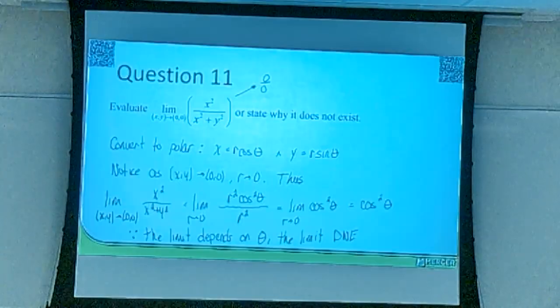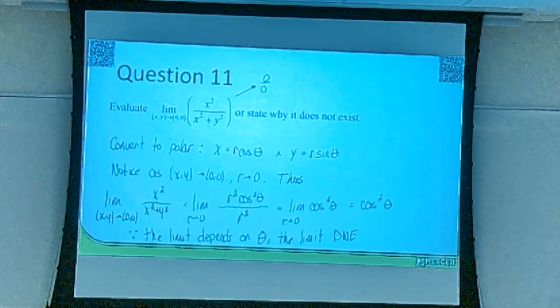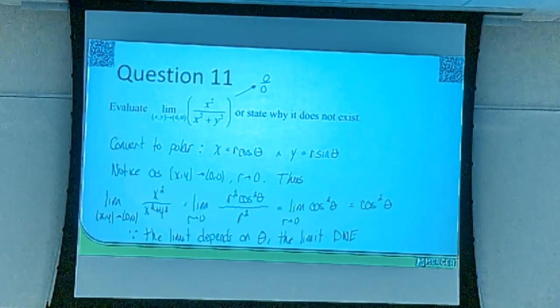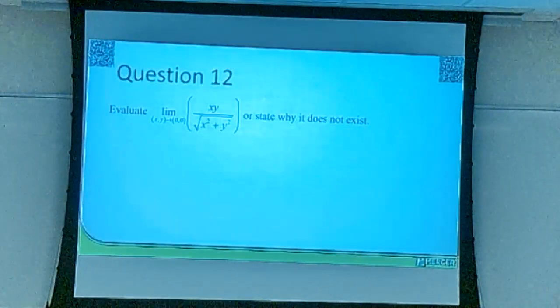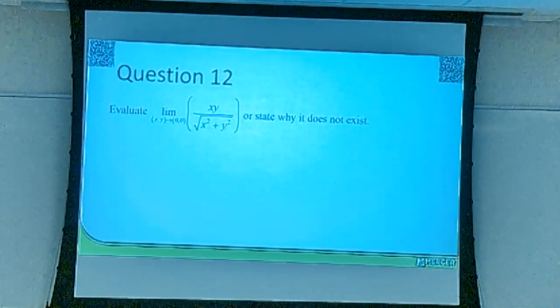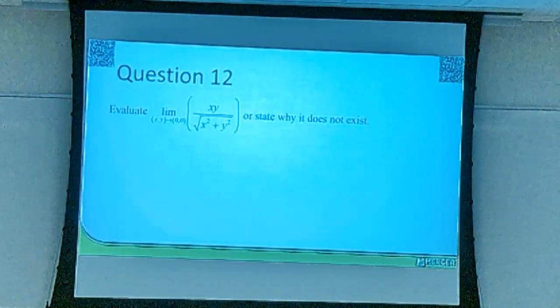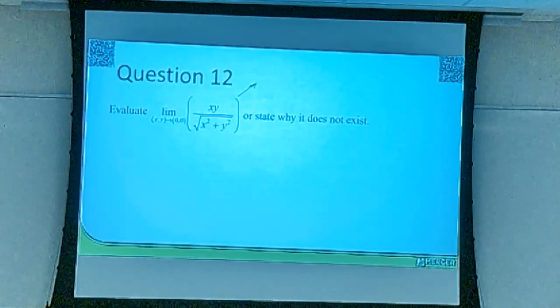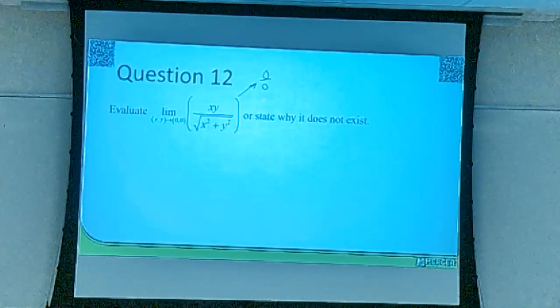And so you're done either way. Evaluate this, or state why it does not exist. Again, just try direct substitution. When you get here, get the determinant again.